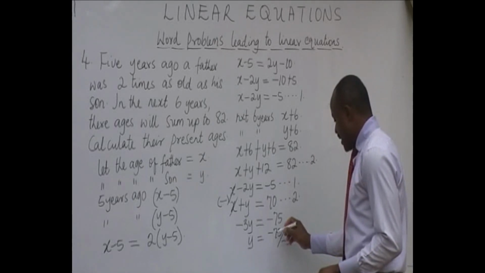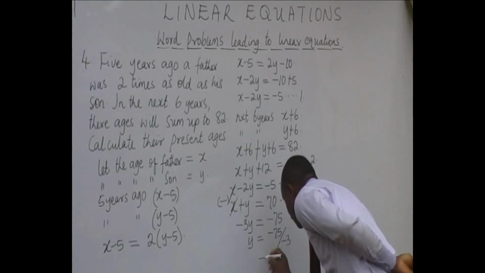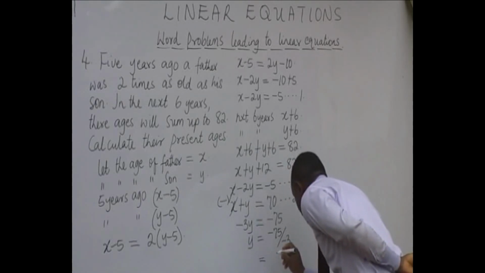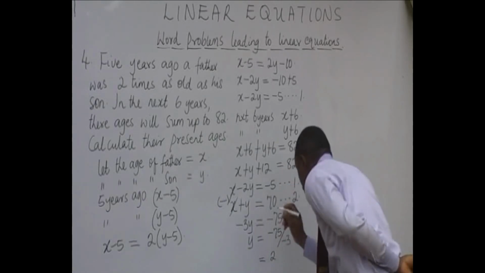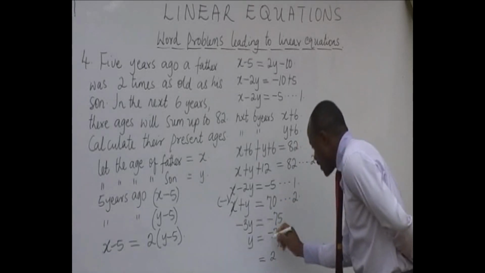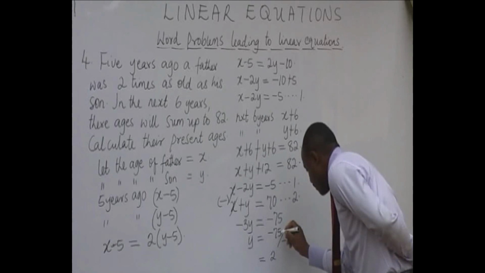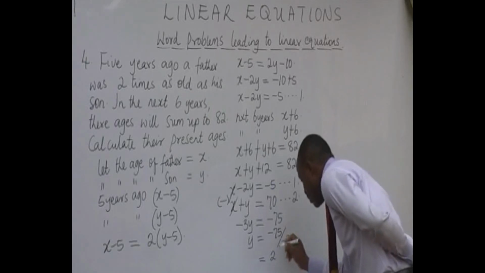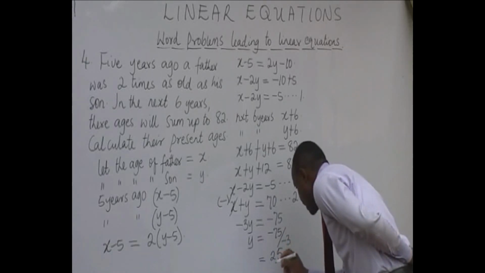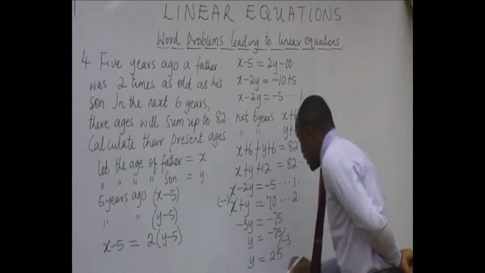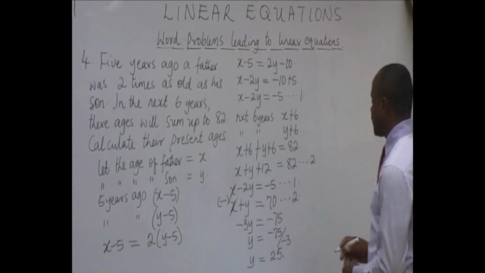3 divides 7 is going to give you 2. You'll be left with 1. Remember, minus will cancel minus. Then if you put that 1 in front of 5, it will be 15. 3 divided into 15 will give you 5. That means the value of our y is 25.